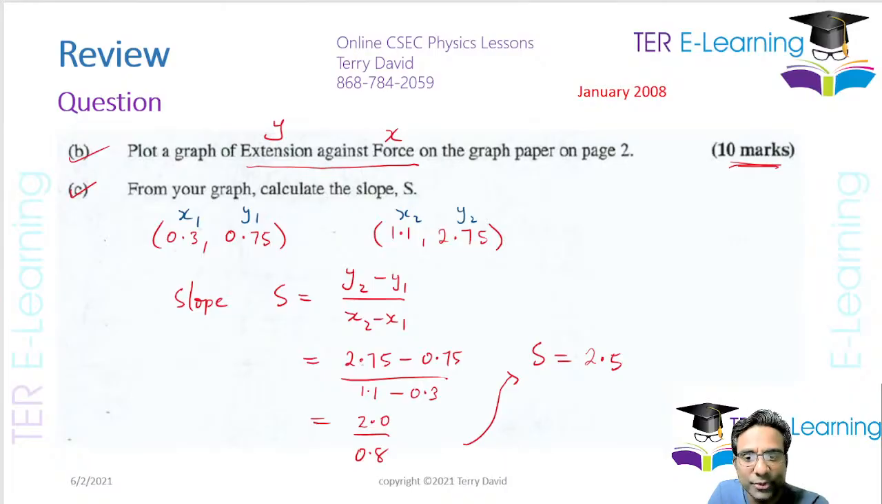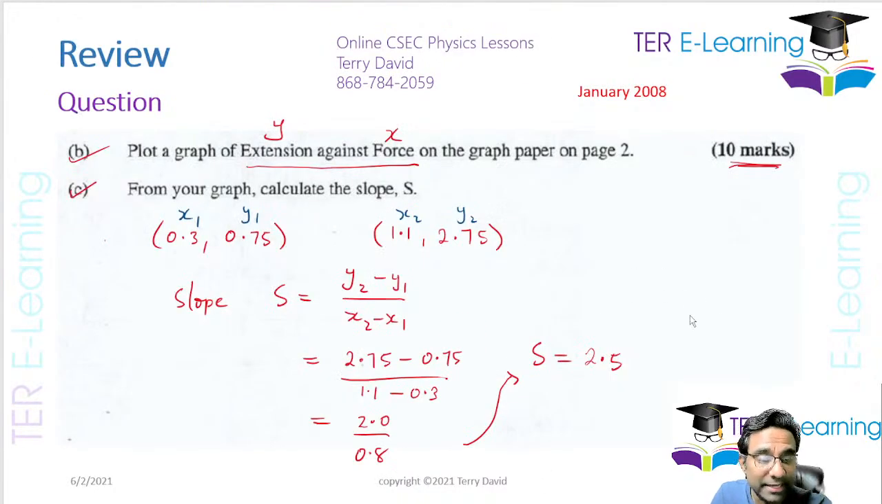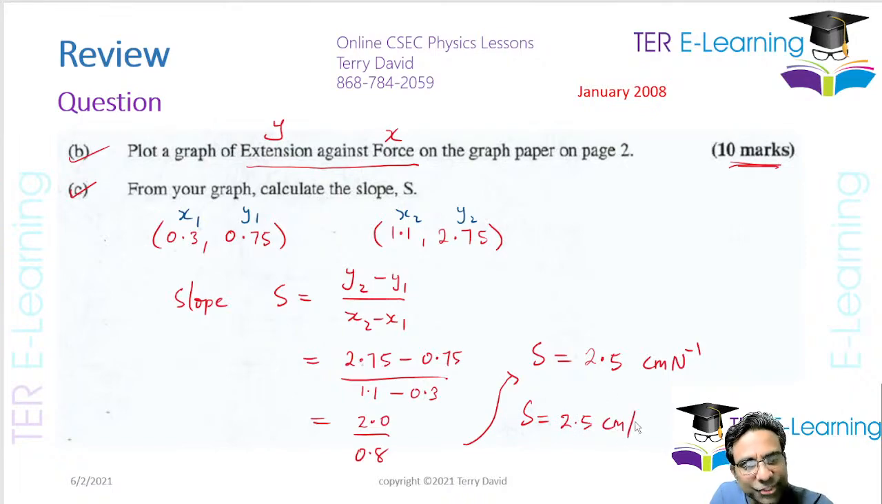I don't know if they ask us for the unit here, but because you are dividing, if you go back to your graph, you are dividing centimeters and newtons, right? So my unit, that sometimes CXC asks you that, in this case will be cm N to the minus 1, or you can write that as S is equal to 2.5 cm slash N, right? Any one of those will be fine. They don't ask you for the unit all the time, but if they do, that's how we get the unit.